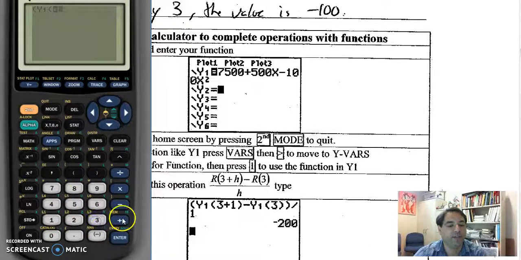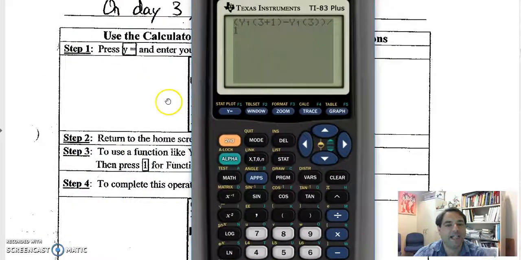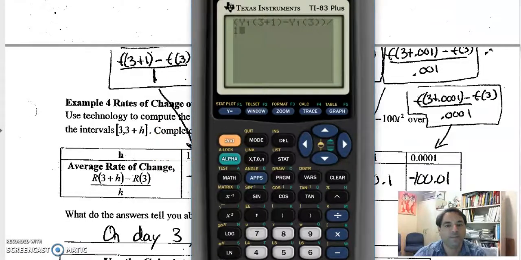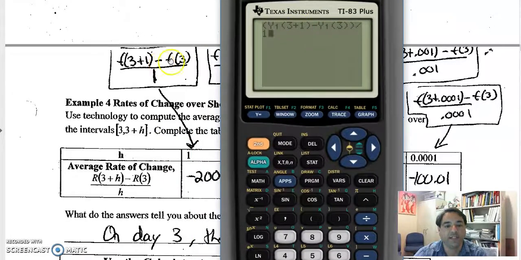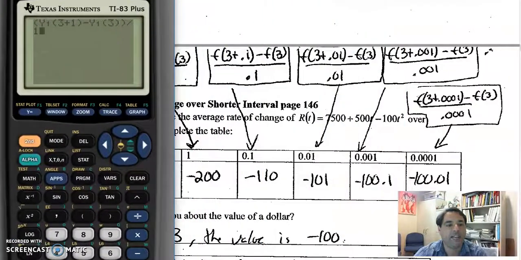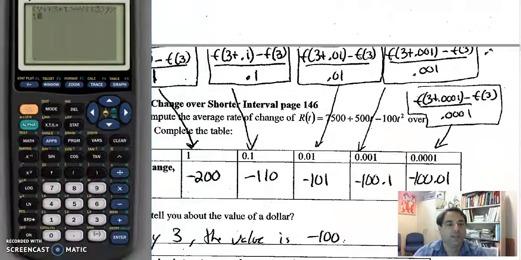Parenthesis, we're going to plug in 3 plus 1, close parenthesis, minus vars to the right for y vars, number 1 for function, y1, parenthesis, 3, close parenthesis, close parenthesis. So remember with parentheses, if you open it, you got to close it, and then divided by 1. But before I move on, please understand, it's exactly like the formula here. I'm just doing it in my calculator. They match. So we're finding out what happens a day later. So when I plug in a day later, we get negative 200.